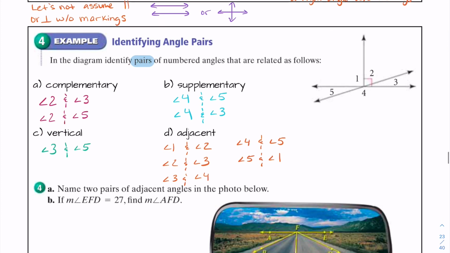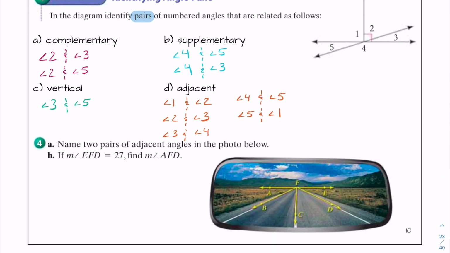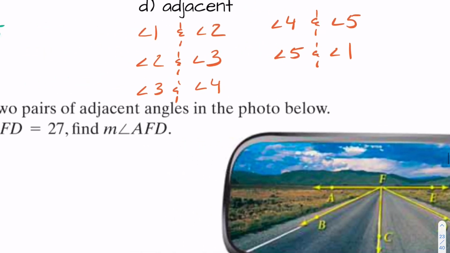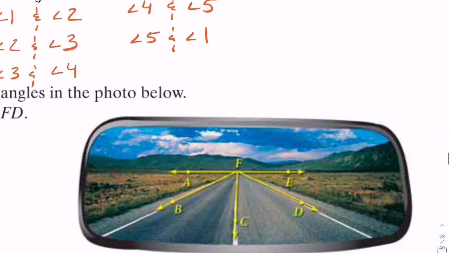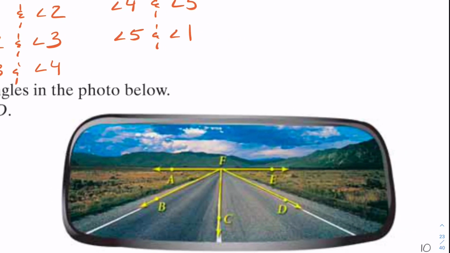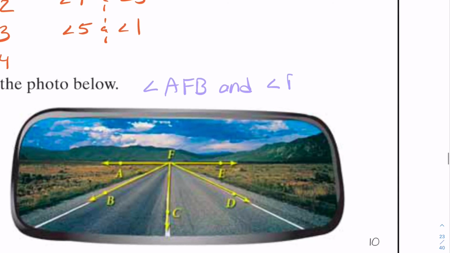All right. Name 2 pairs of angles in the photo below that are adjacent. I'm just going to pick one of them. I'm going to say angle AFB and angle BFC are adjacent.